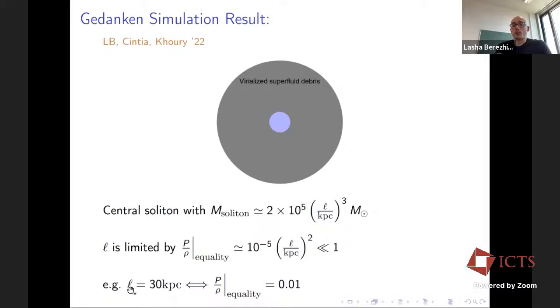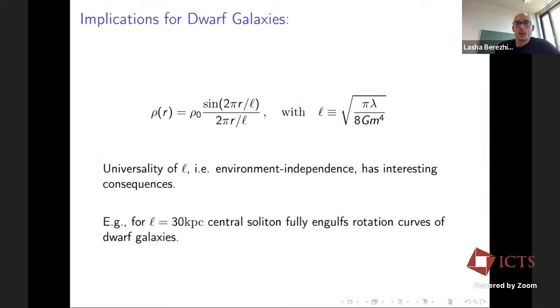So for instance, for L of order 30 kiloparsecs, it's fine, it's 10 to the minus 2. For L equal to 50, that would be 0.1, which would already be borderline inconsistent with a strongly non-relativistic equation of state. So L equal to 30 seems to be fine, and this is the interesting point that I'll say a few words about, and then I'll finish.